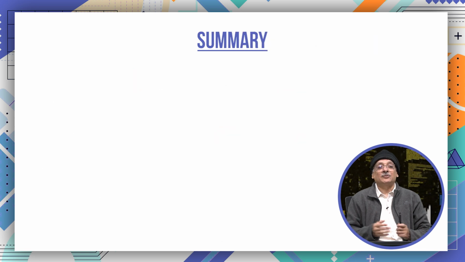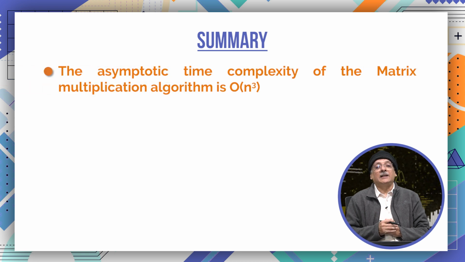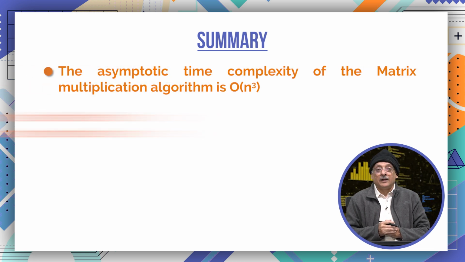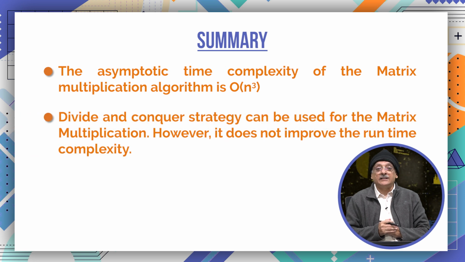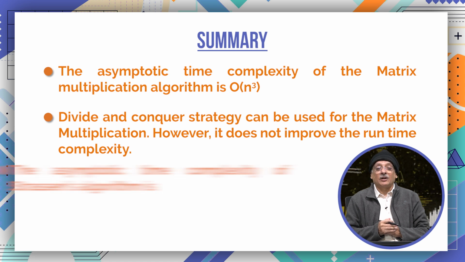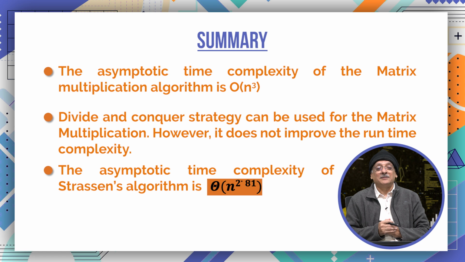Let us summarize what we have covered in this session. The asymptotic time complexity of the matrix multiplication algorithm is n cube. The divide and conquer strategy can be used for matrix multiplication, however it does not improve the runtime complexity. With Strassen's algorithm, the runtime complexity is n to the power 2.81, so it does slightly better than the other algorithms.